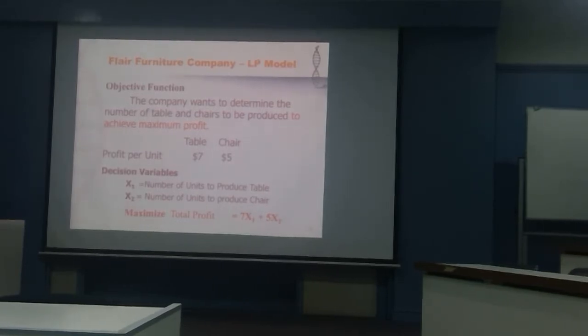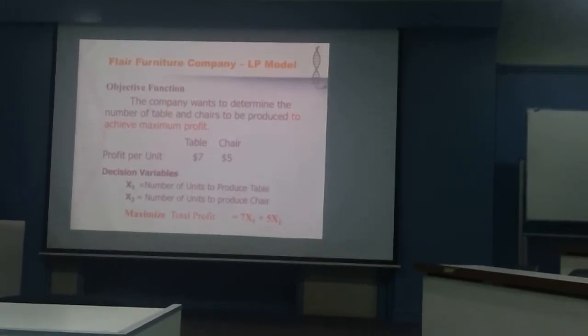The total profit is the profit from tables and chairs combined together. So finally the objective function is to maximize the total profit, the z value, of 7x1 plus 5x2, where 7x1 is the profit from tables and 5x2 is the profit from chairs.